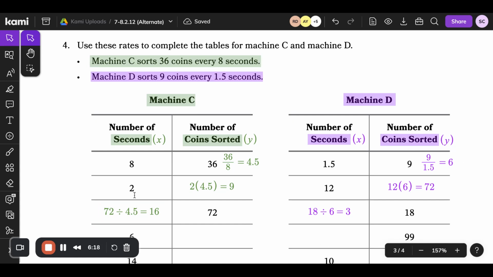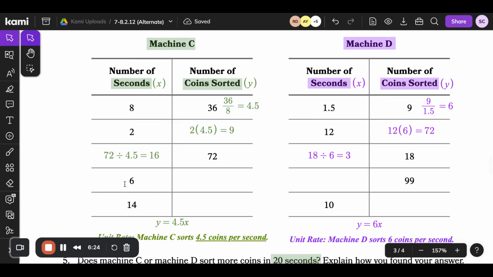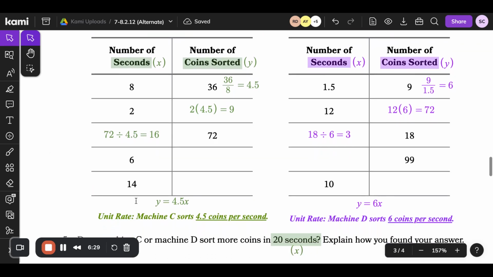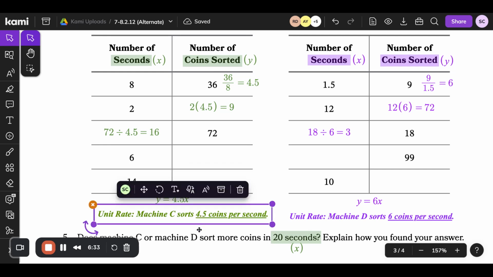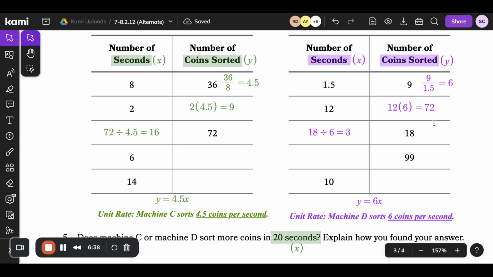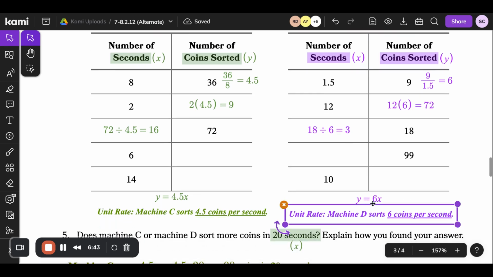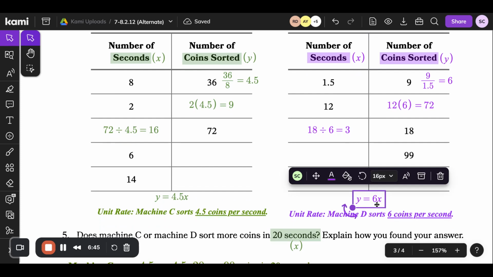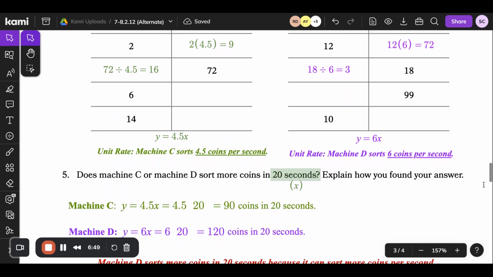Whenever they give us X, we multiply by our constant to get Y. And whenever they give us Y, we are dividing by our constant to get X. So you are going to find out what the two Y values are when X is equal to 6 and when X is equal to 14, making sure you write your equation, Y equals 4.5X, and that this means that machine C sorts 4.5 coins per second. Doing the same thing for machine D, you're going to fill out these last 2 rows here, writing your equation for machine D, which is y equals 6x. So our unit rate for machine D is 6 coins per second.